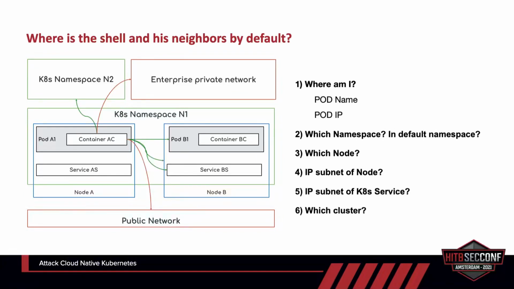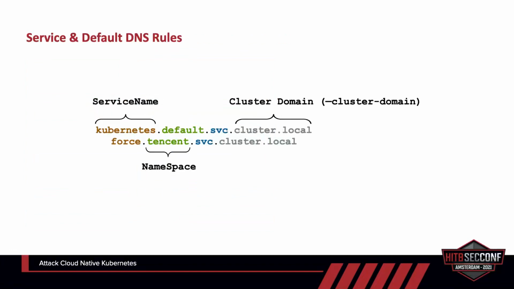Normally, you try to get the following types of information. Information about the current pod: which namespace is the current pod located in? Is that the default namespace? What is the IP subnet of the node server? K8s service and custom info can also be helpful. In order to let everyone understand service and namespace better, we look at the service DNS based on these two.